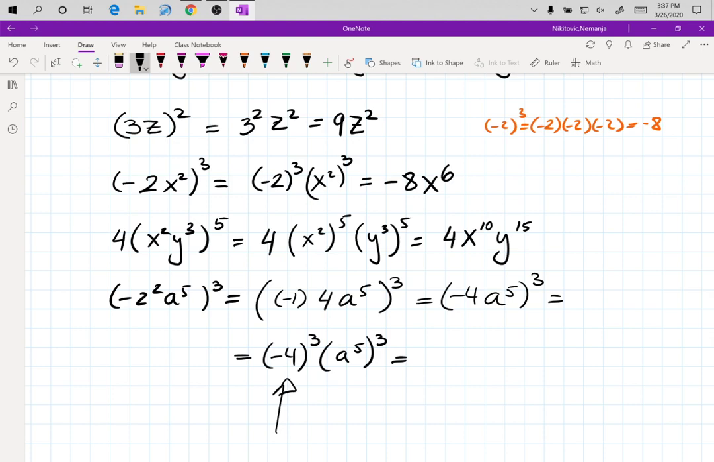Now, -4 cubed follows the same rule. So that's going to be -64. 4 times 4 is 16. That's 2 4s, right? 4 times 4 is 16. Times the third 4. So 16 times 4 is 64. A to 15, because 5 times 3 is 15. And that will be that rule.